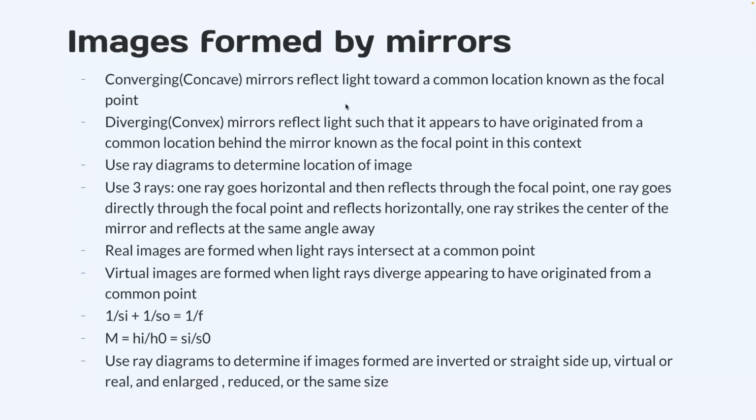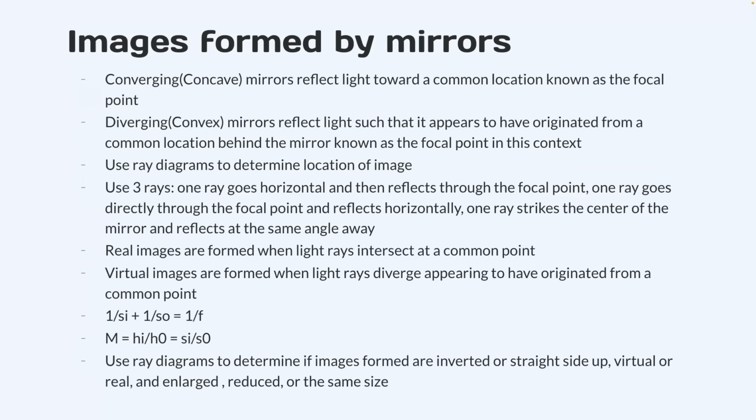Mirrors actually form images through light. Converging or concave mirrors reflect light towards a common location, and that's known as the focal point. Diverging or convex mirrors reflect light such that it appears to have originated from a common location behind the mirror, and that's known as the focal point in this context. And we use ray diagrams to determine the location of the image.